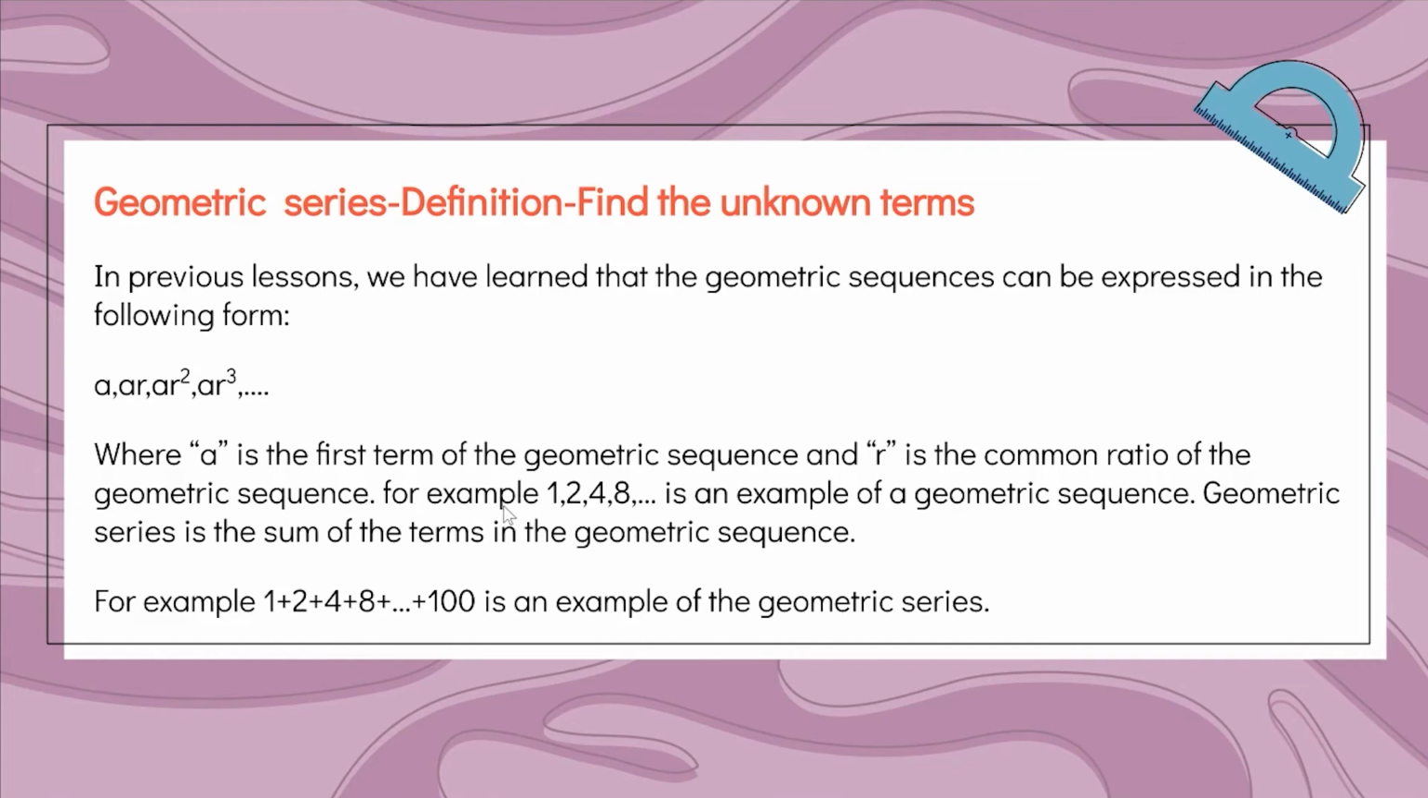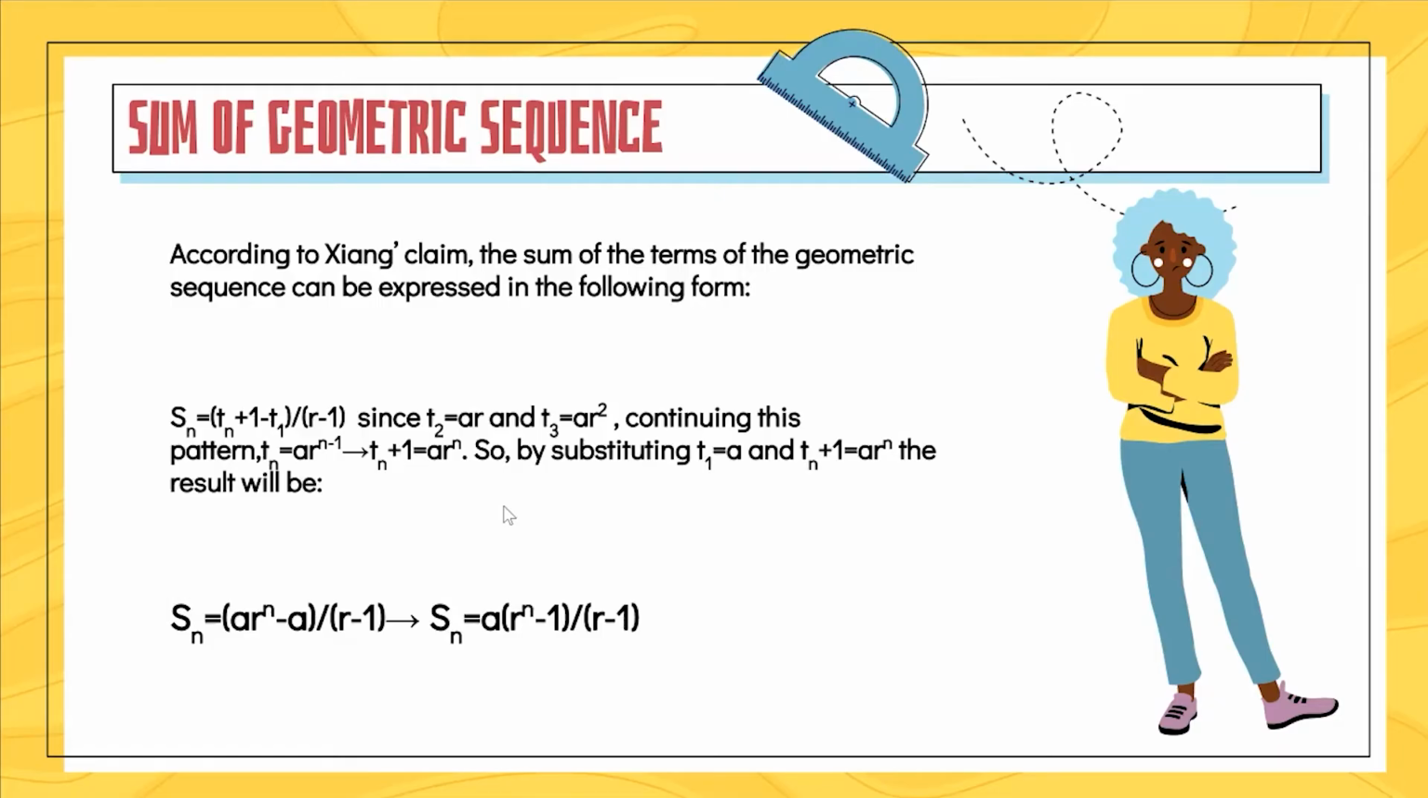For example, 1, 2, 4, 8 is an example of a geometric sequence. A geometric series is the sum of the terms in the geometric sequence. For example, 1 plus 2 plus 4 plus 8 is an example of a geometric series. And this one is talking about the geometric series, and what is the r and what is the a. a is the first term and r is the common ratio. Sum of the geometric sequence, and here again talking about some examples.